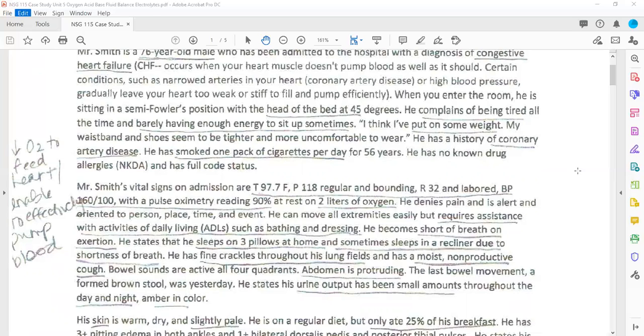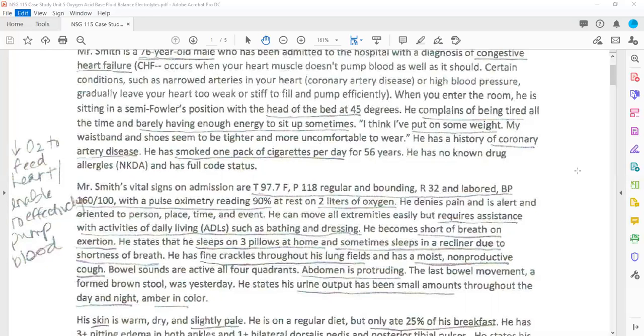So labored, we may see things like difficulty speaking, use of accessory muscles, a real working effort to breathe. Blood pressure is 160 over 100, and that's definitely elevated. Pulse oximetry reading is 90%. And let's look at this part, at rest on 2 liters. So it's low even while he's resting and even on 2 liters of oxygen.